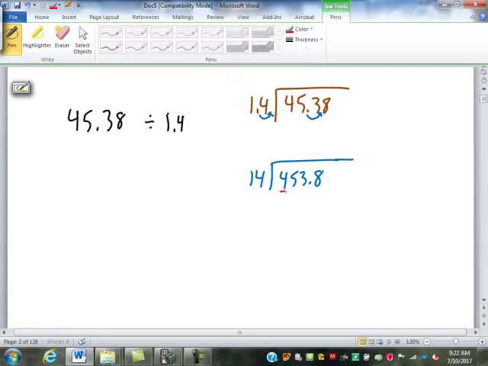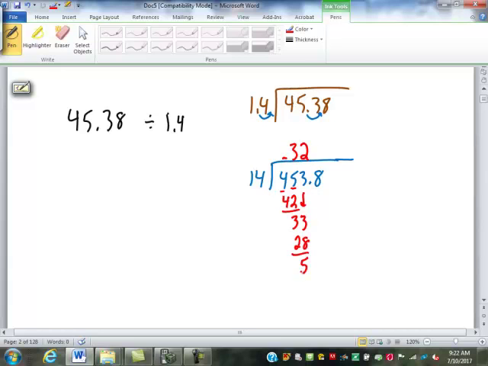Does 14 go into 4? Nope, so it stays blank above the 4. 14 into 45, 3 times. 3 times 14 is 42. Leaves us with 3. Then what? Bring down the 3. 14 into 33 twice, that's 28. So 5 left over.